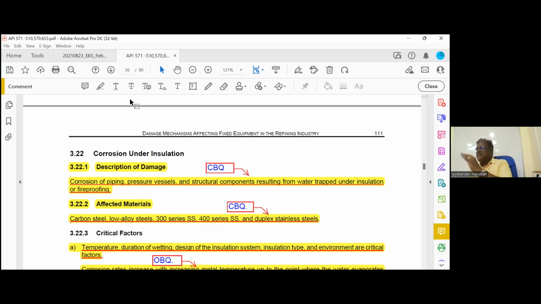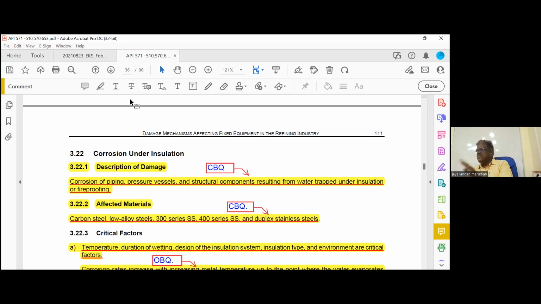For CUI, carbon steel and low alloy steel: 10 to 350 degree Fahrenheit. Austenitic stainless steel: 140 to 350 degree Fahrenheit. Duplex stainless steel: 280 to 350 degree Fahrenheit. You have to remember these temperatures. These are closed book questions.